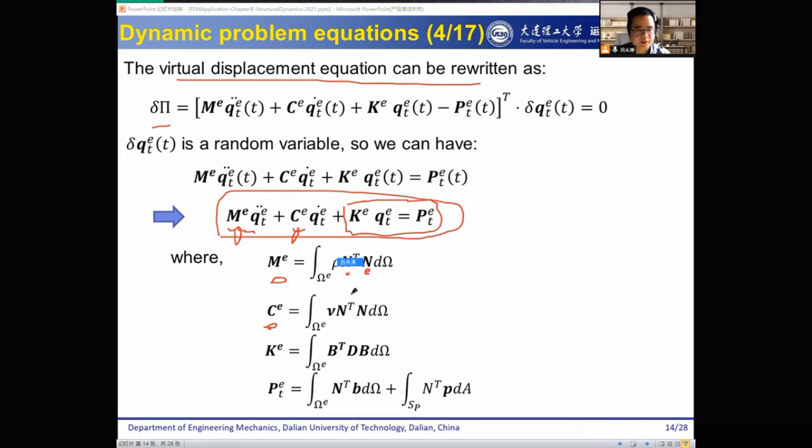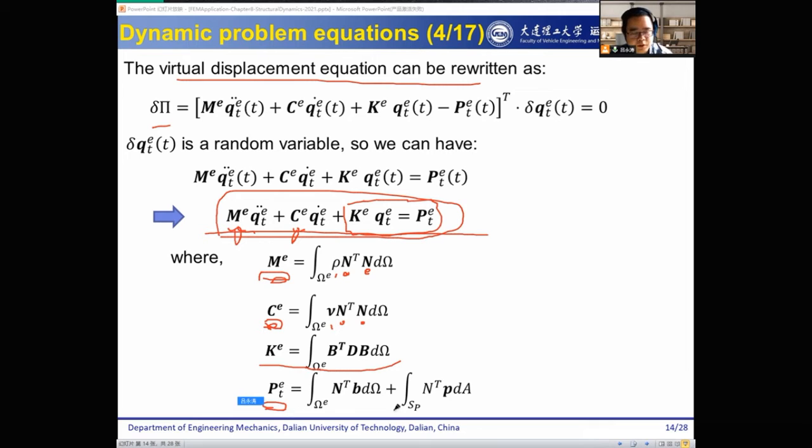Therefore we always say the shape function of the element is very important, and for the FE analysis you have to work out the shape function first. Once you work out the shape function, you can quickly set up the stiffness equation and quickly solve the problems. We use the mass and the velocity to work out the mass matrix and the damping matrix. The K matrix, the stiffness matrix, is the same as the static case, and then this is the external force.